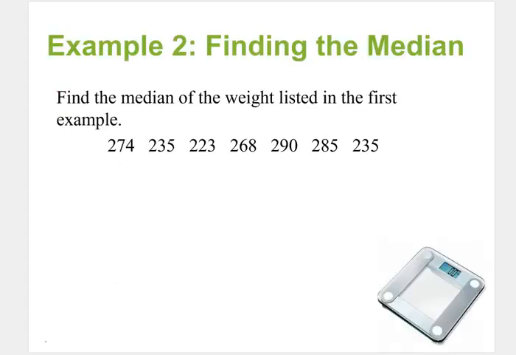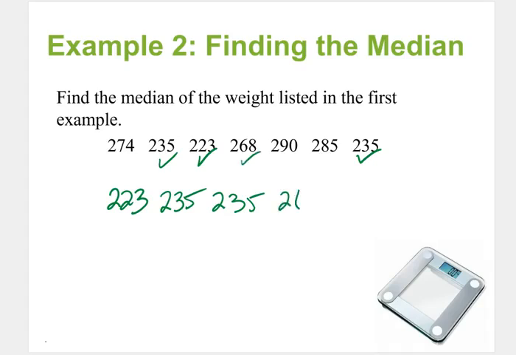All right, so again, find the median for these weights. Again, the first thing you must do is put them in order. Okay, so the smallest weight was 223. That takes care of that one. And then the next was 235. That takes care of that one. And then there's another 235. And then there's a 268. And then there's a 274. And then there's a 285, and there is a 290.